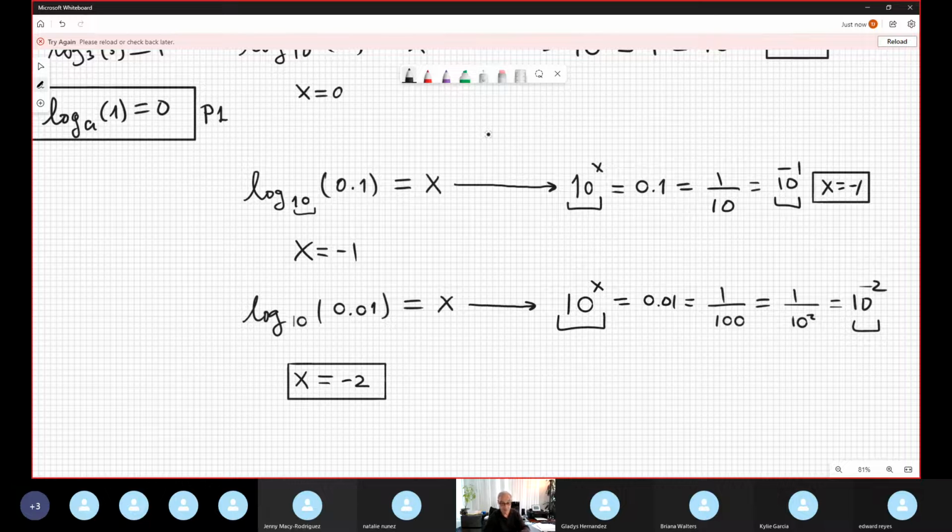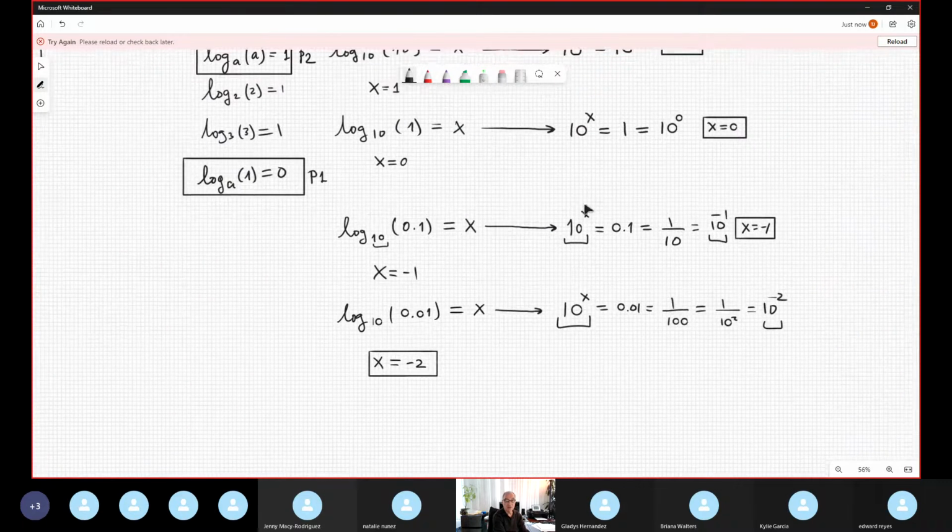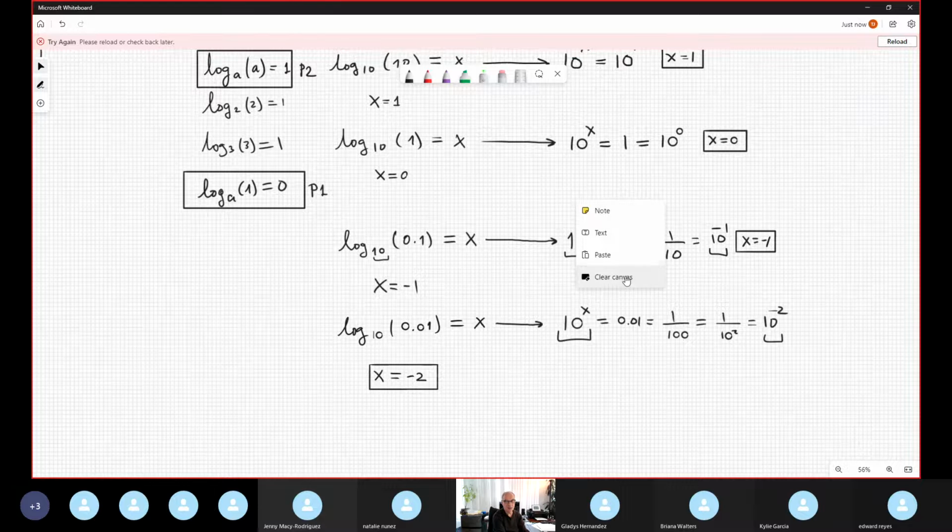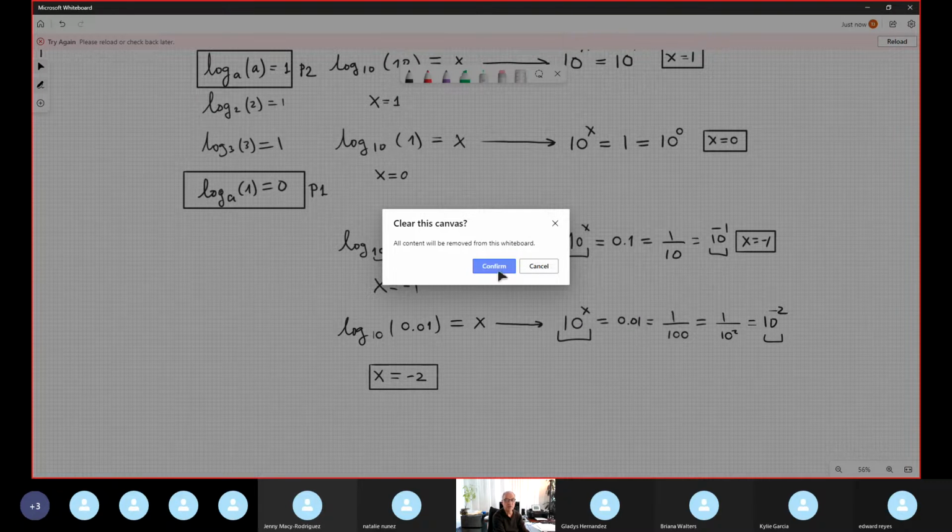Clear? Let's do some intuitive problems in which you compute without a calculator. Everyone follow me, guys? Do you understand? A little bit, not too much, but a little bit of the logarithmic function.